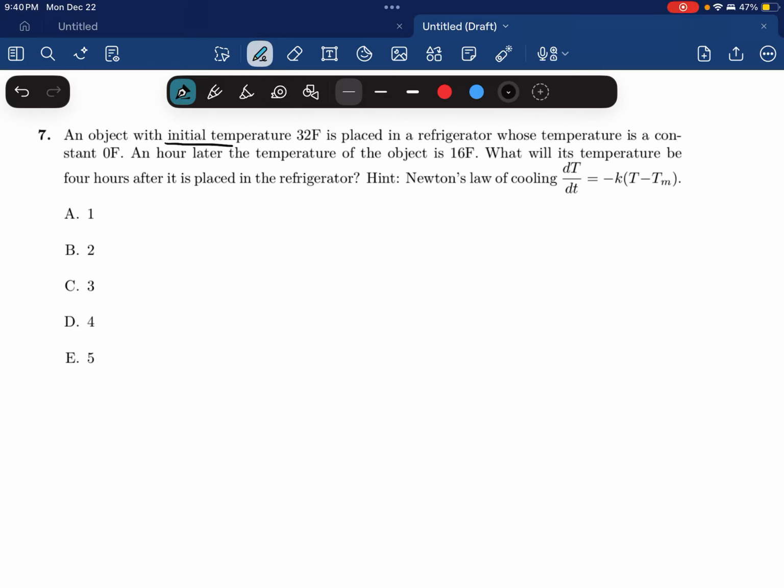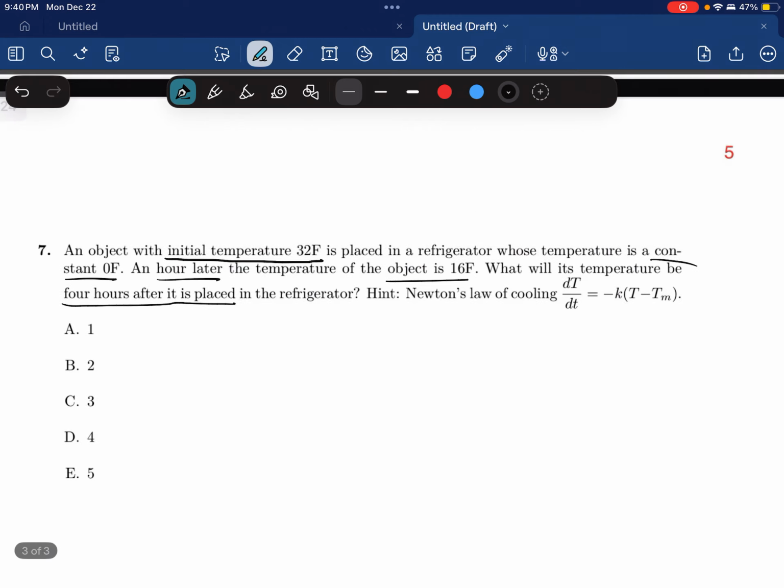Question 7. An object with initial temperature 32 degrees is placed in a refrigerator whose temperature is a constant 0 degrees Fahrenheit. An hour later, the temperature of the object is 16 degrees Fahrenheit. What will its temperature be 4 hours after it is placed in the refrigerator?